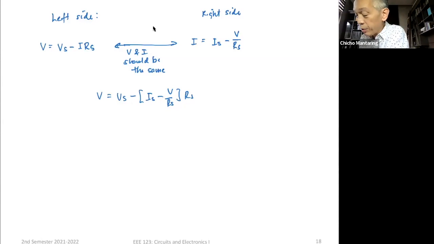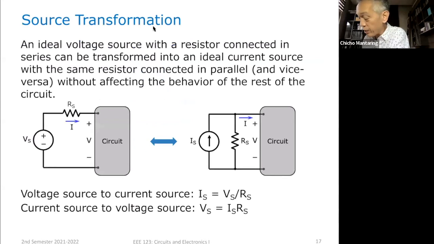So what will happen, no? This is V of S minus I's of S, R's of S plus V. So this cancels, right? And I'm going to get V of S is equal to IS times R's of S, which is exactly this equation.